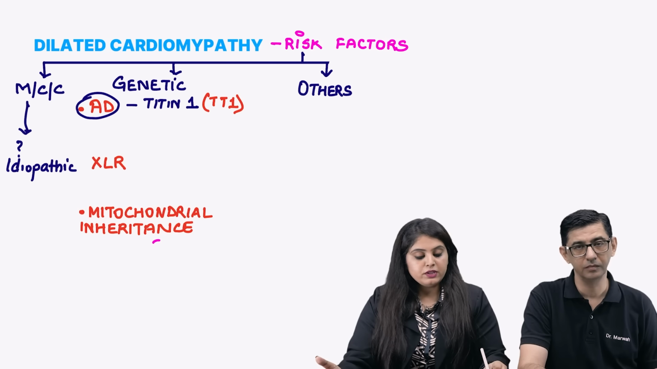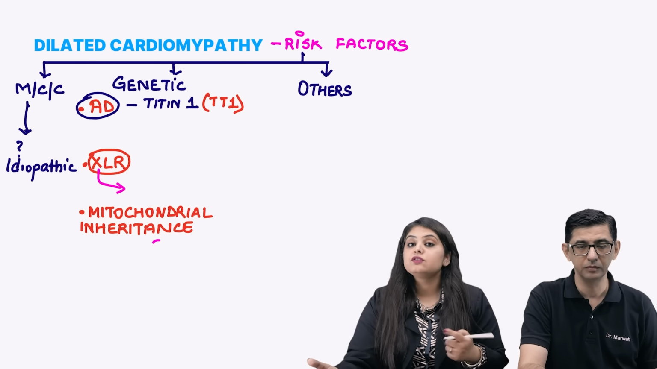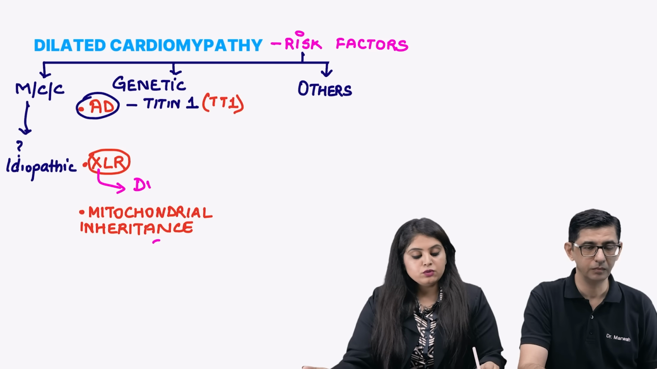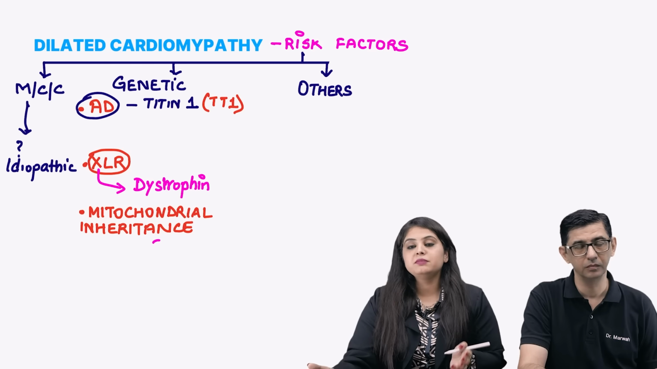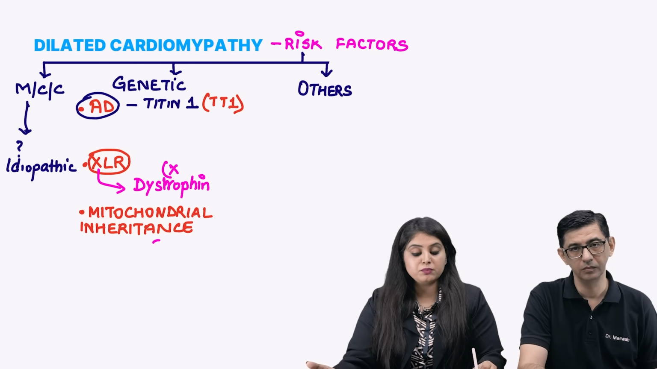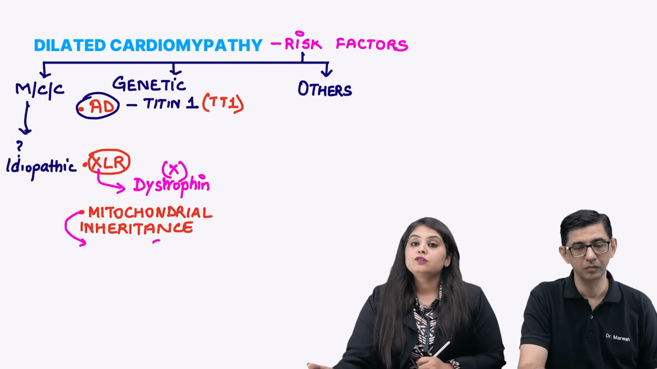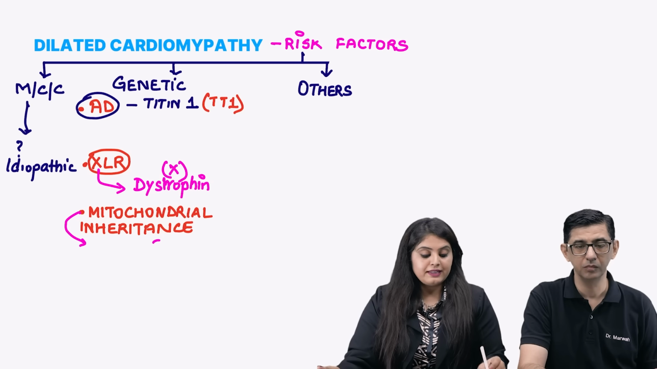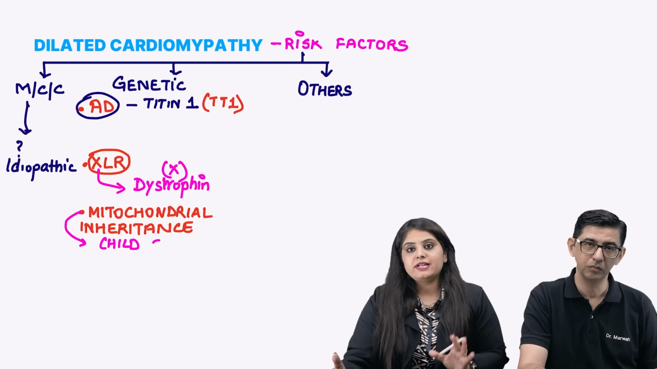The second one is going to be XLR. For that, of course, you have to think of a gene that is present on the X chromosome, and that is going to be the dystrophin gene. You of course read a lot of other things also with the dystrophin gene in medicine. This is one of them, that dystrophin gene mutations on chromosome X can result in DCM. There is a rare DCM which can also follow mitochondrial inheritance, and this usually tends to have a childhood onset. So these are all the different genetic aspects.